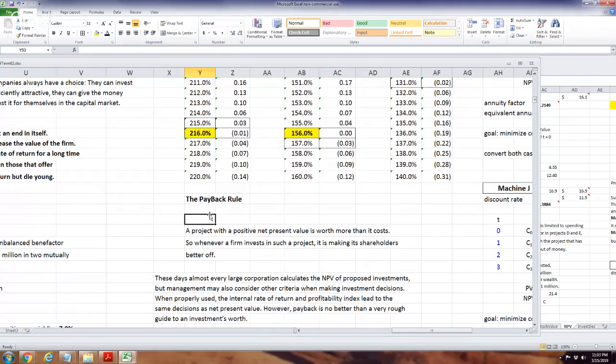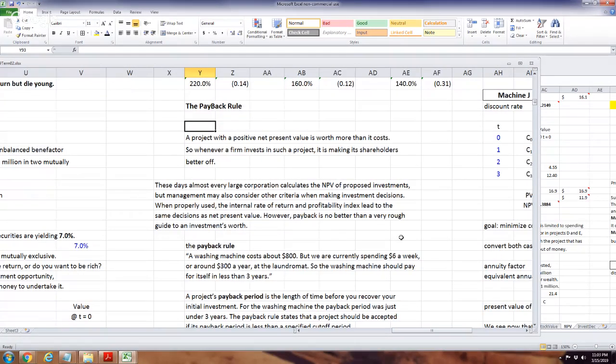So projects with positive net present value are worth more than the cost. Whenever a firm invests in such a project, it's making its shareholders better off. These days almost every large corporation calculates NPV of proposed investments, like building a factory, marketing plans, expanding sales forces, those kinds of things. Management also considers other criteria in making investment decisions. Profitability index leads to the same decisions as net present value. However, payback is no better than a very rough guide. They're all very rough guides.